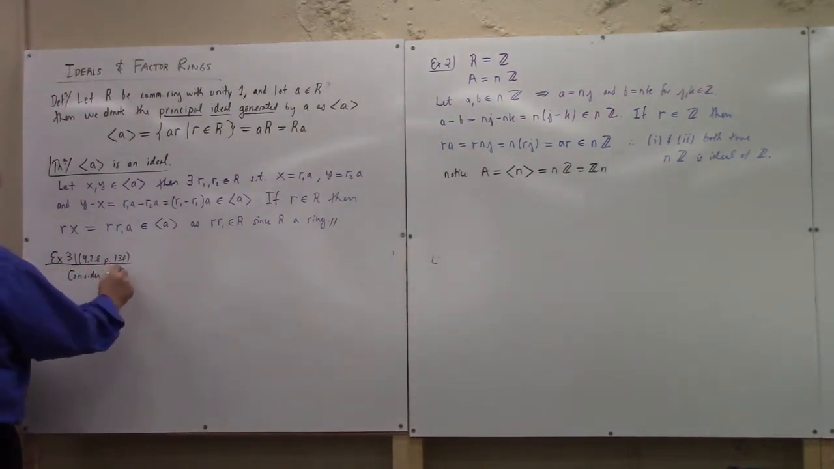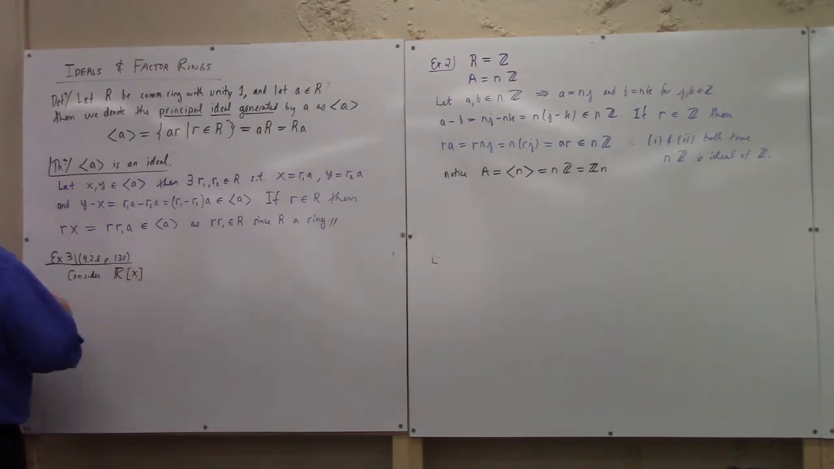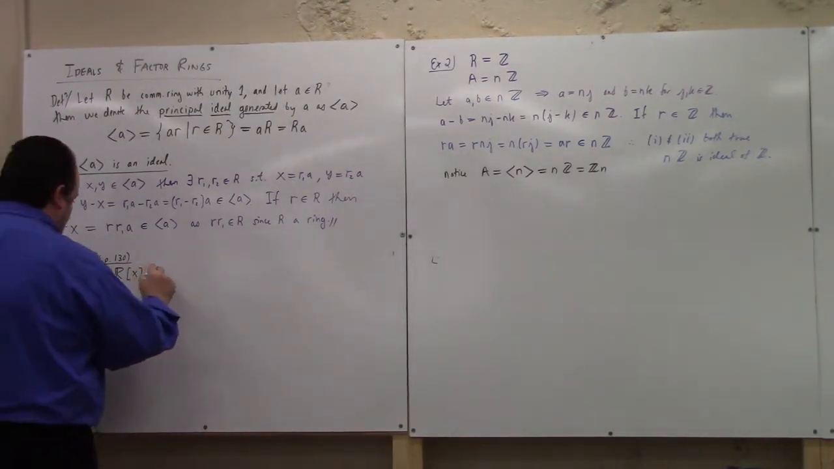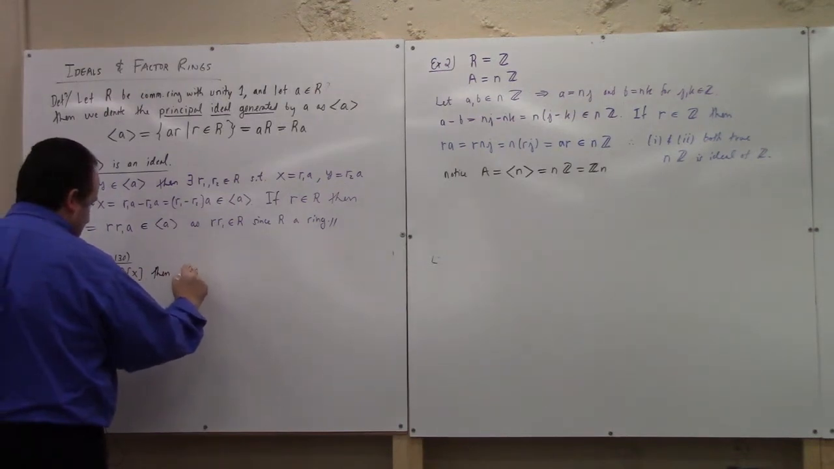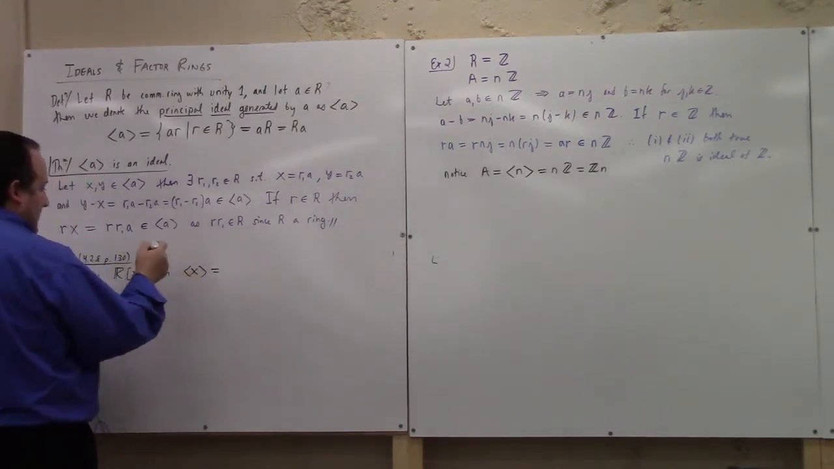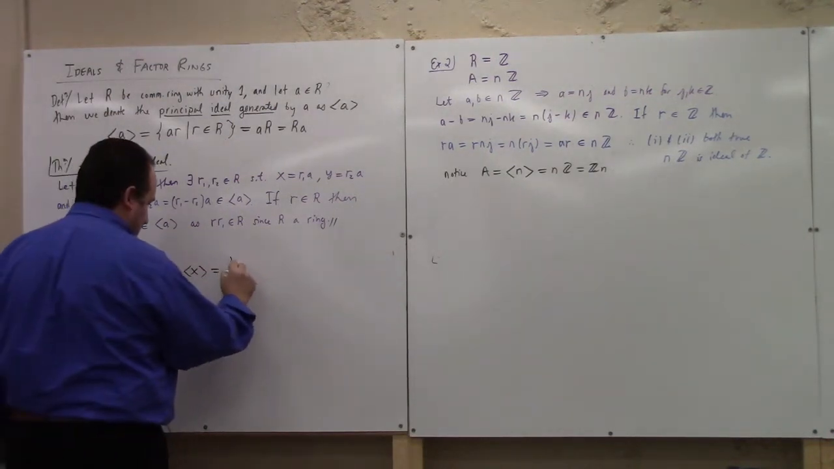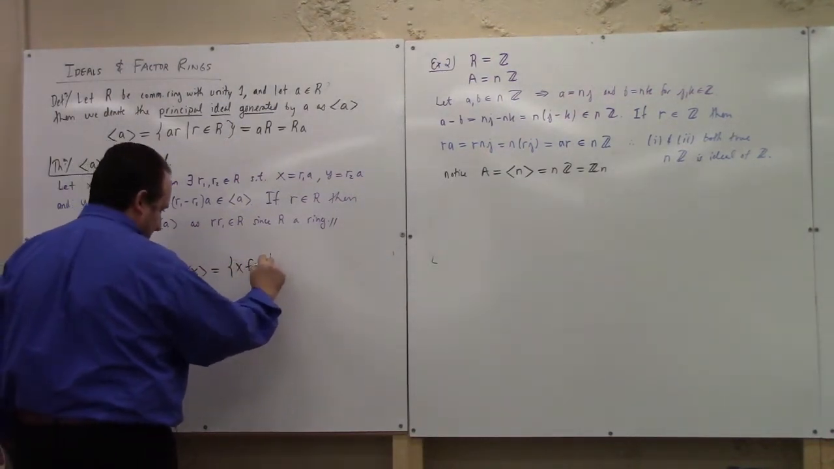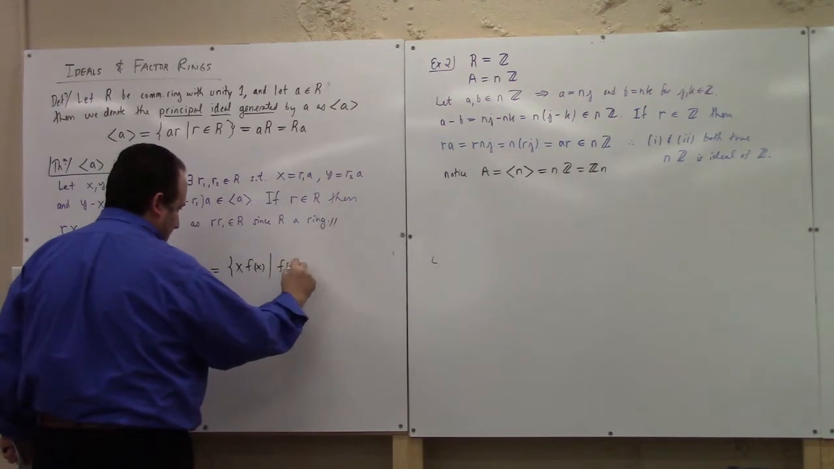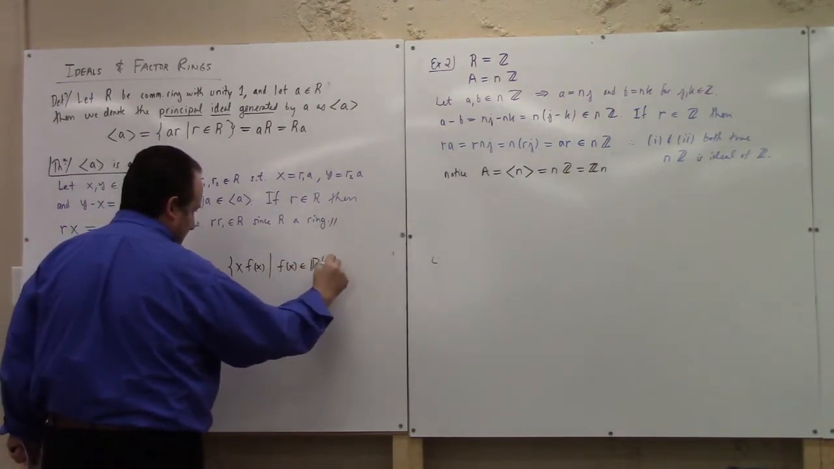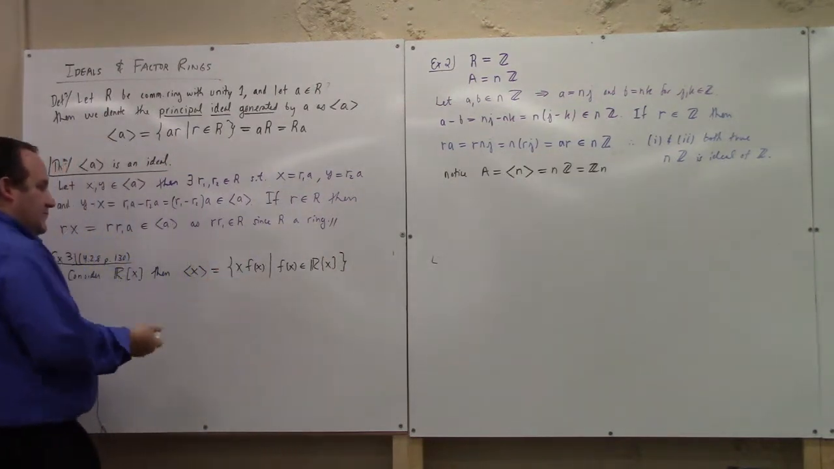Anyway, consider the ring of polynomials with real coefficients, R[x]. So this is polynomials with real coefficients. Then what is this thing? What does that mean? That means x times f(x), such that f(x) is a polynomial with real coefficients. So what is that?